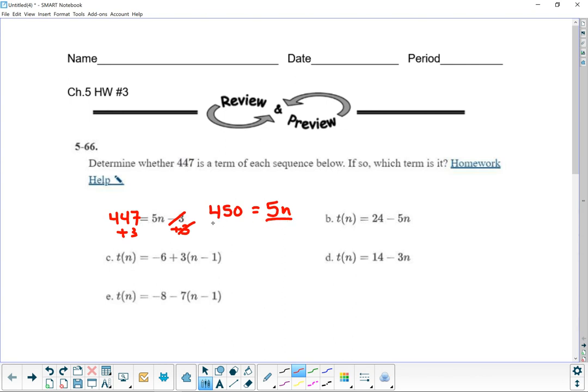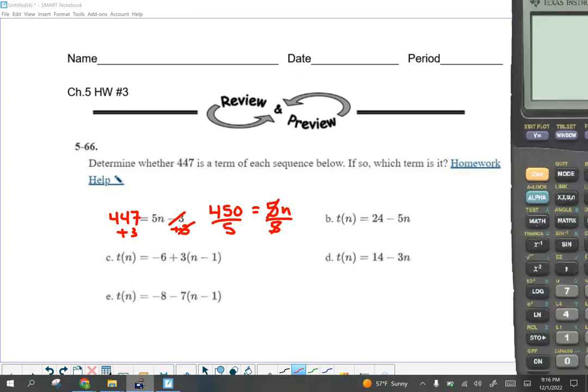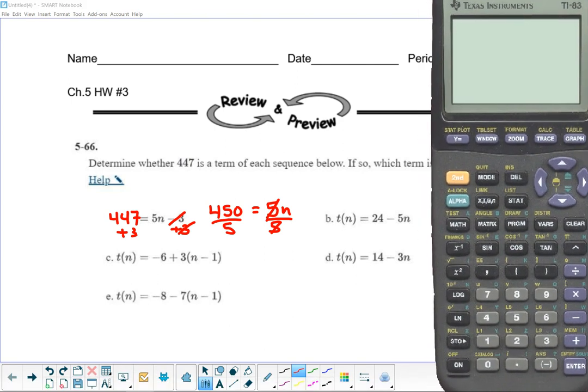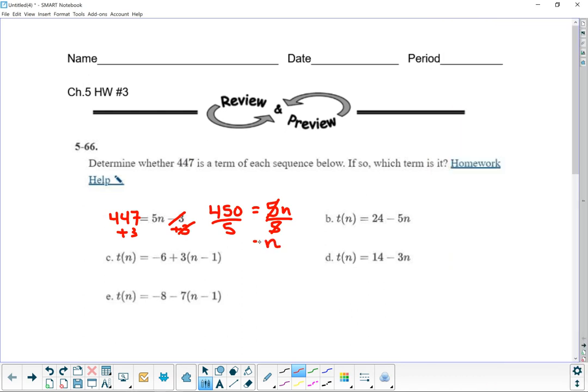I'm going to divide both sides by 5, and these cancel. If you need, use a calculator, like me. So 450 divided by 5. If you know your times table, you know that it does go evenly, and the calculator tells me 90 times. So n equals 90, which means the 90th term is going to come out to be 447. So for A, it's going to be the 90th term.